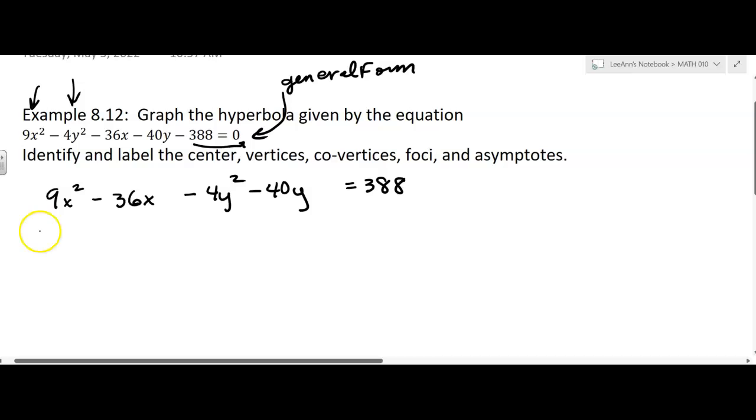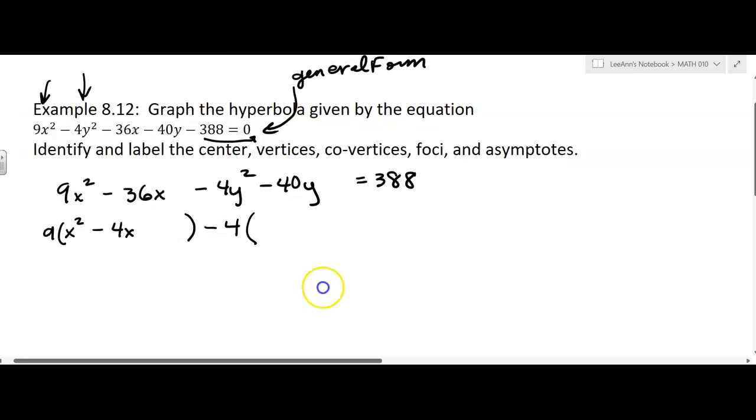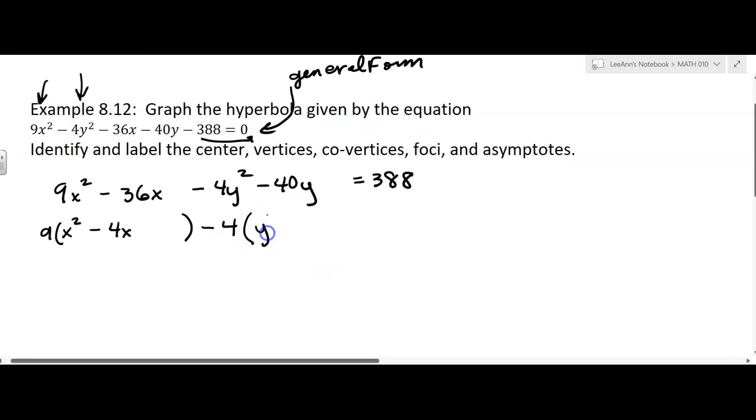I'm going to factor out a 9. And then I'll leave some space there. I'm going to factor out a negative 4 because it has to be in that form, something minus something, right? For it to be the hyperbola. That's going to make that a plus 10y. Okay, so that's kind of important. We get all that in. So think about that, factoring out that negative 4.